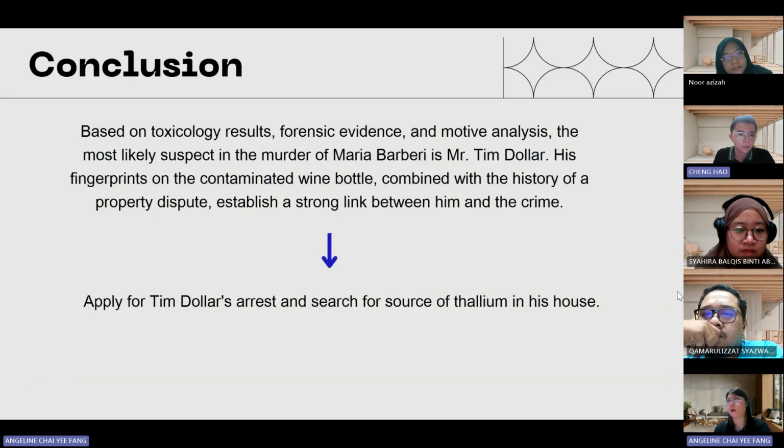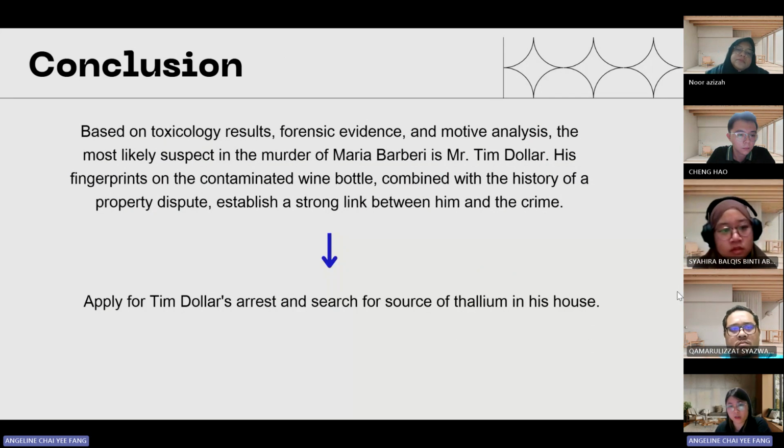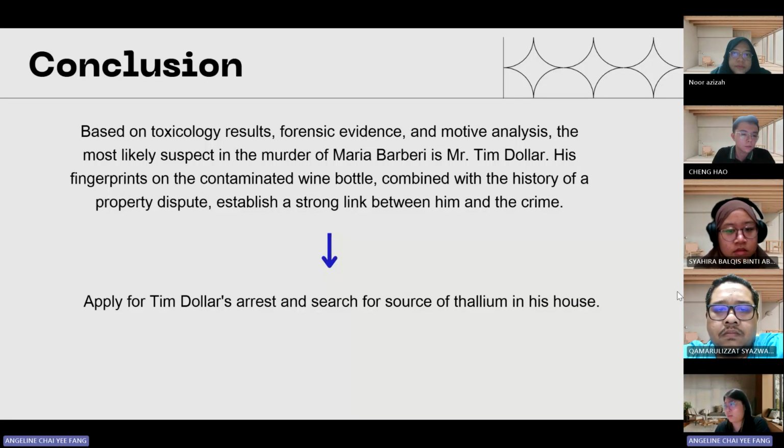So based on these toxicology results and all of this forensic evidence and the motive analysis, the most likely suspect in the murder of Mrs. Maria Barbary is Mr. Tim Dollar. So his fingerprints on the contaminated wine bottle, and as well the history of the property dispute, we see is establishing a strong link between him and the crime. So our team will next apply for Tim Dollar's arrest and will search for the source of thallium in his house.